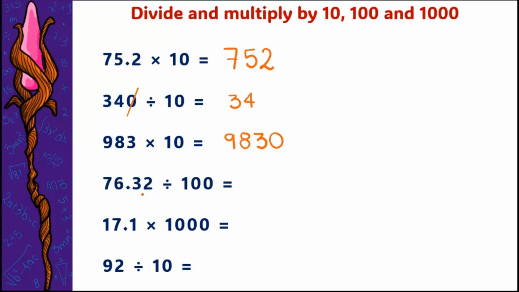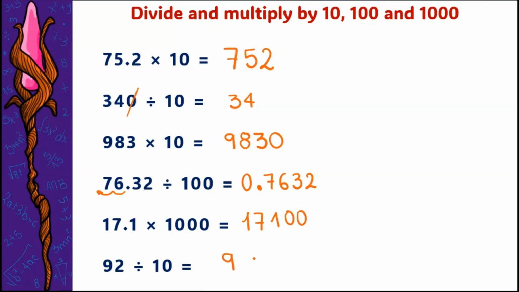Division by 100, moving the decimal point two places. So it's going to become 0.7632. And we just fill with a 0, so it doesn't look weird. And multiplication by 1000, and we have a decimal point. We need to move it three places. 1, 2, 3. So that means we need two zeros here, and notice this 0 at the end, and the point is not necessary, so we can just erase it.